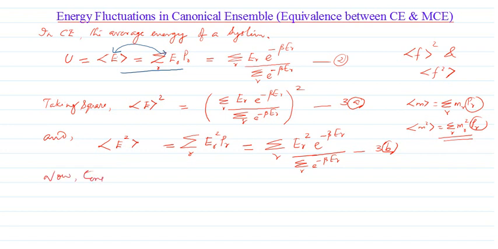So dou U by dou beta: instead of U I can take the mean of E, that is dou by dou beta of the mean energy. From equation number 2, I'm substituting: dou by dou beta of the numerator, sum over r of E_r e^(-beta E_r), divided by the sum over r of e^(-beta E_r). That is what you have to find. You can use the product rule or quotient rule, because beta is there.